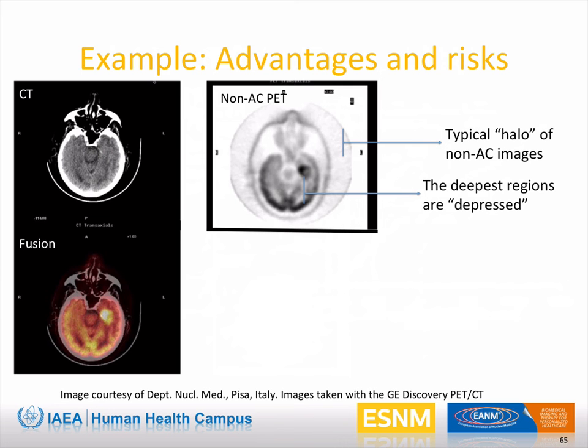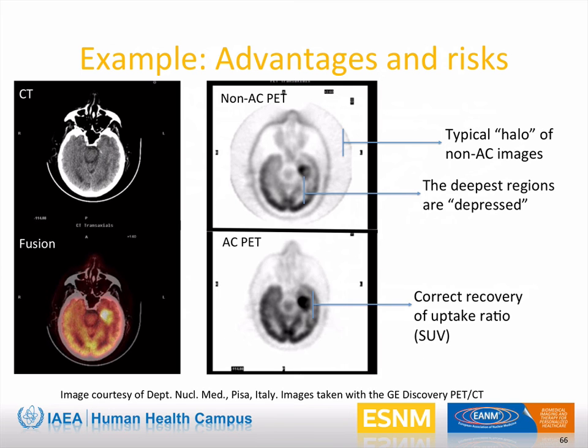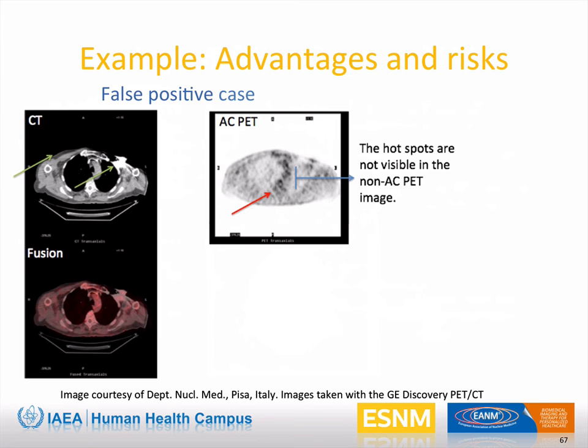This is of particular importance, for example, in oncological studies. Only when attenuation correction is performed can the correct SUV be accurately measured. On the other hand, CT-based attenuation correction must always be used with some attention.